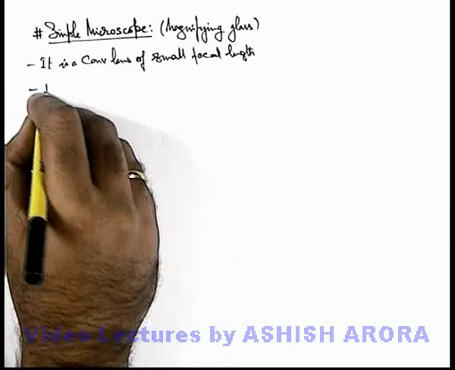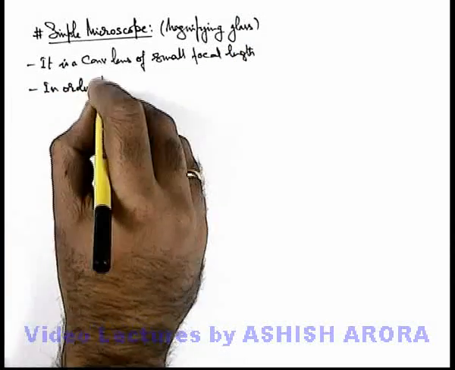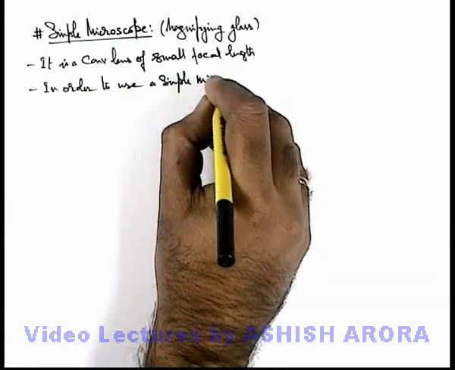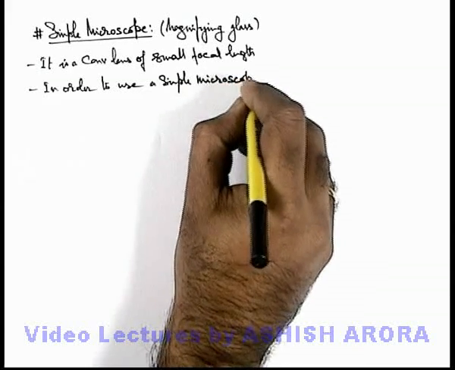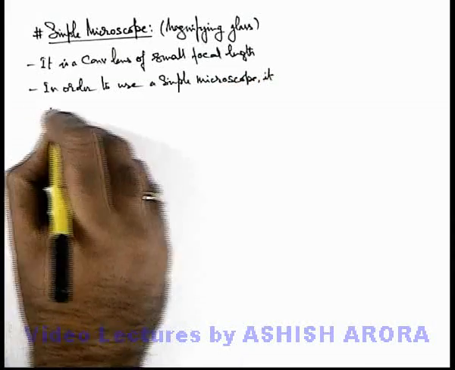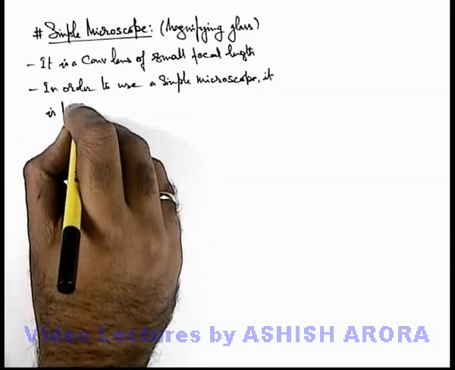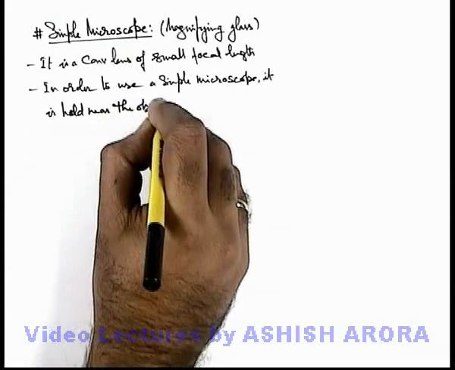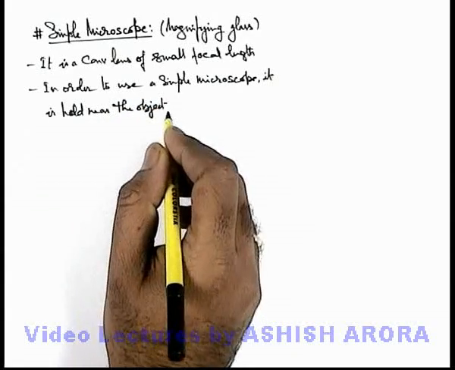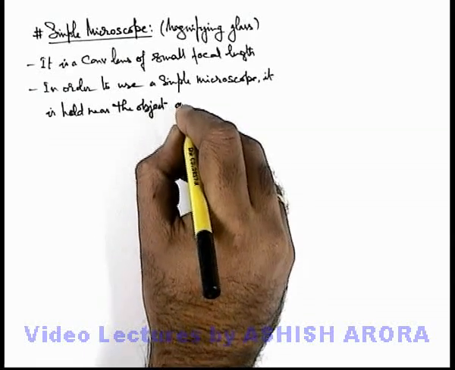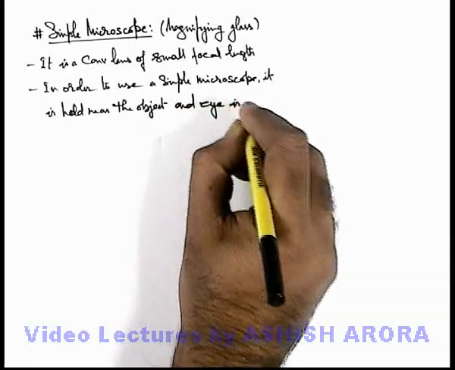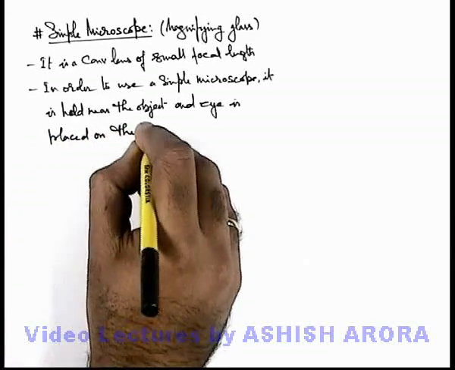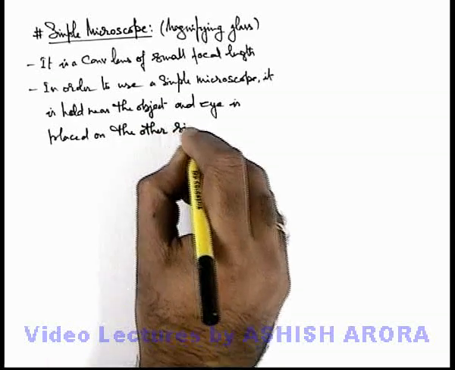In order to use a simple microscope, it is held near the object such that the object is placed between its focal point and the optic center, and the observer's eye is placed on the other side.